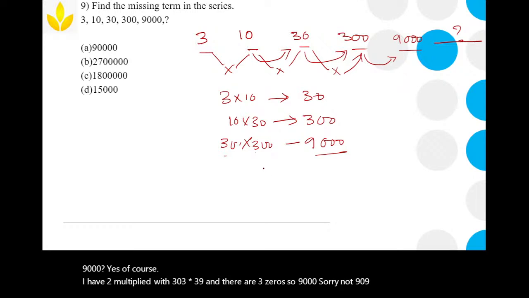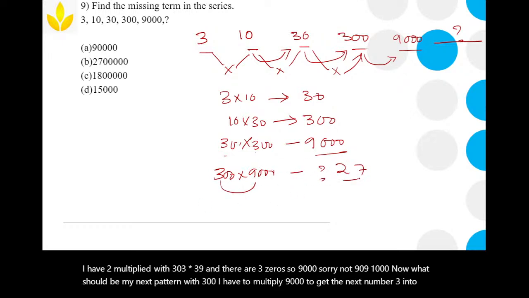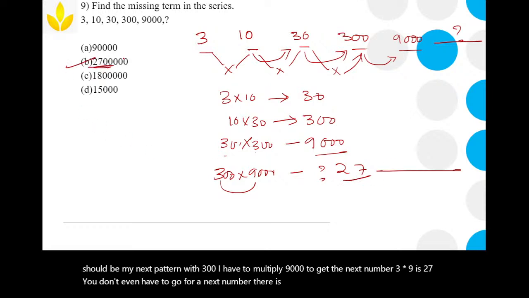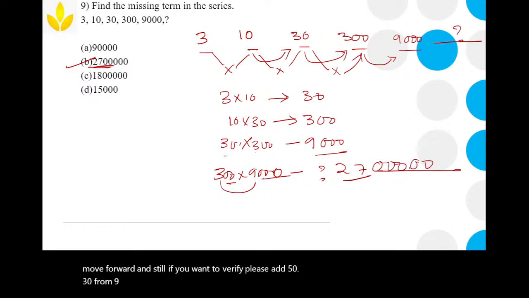Now, what should be my next pattern? With 300, I have to multiply 9000 to get the next number. 3 into 9 is 27. You don't even have to go for a next number. There is only one option, which is 27. Mark it and move forward. And still, if you want to verify, please add 5 zeros. 3 zeros from 9000 and another 2 zeros from 300. 5, and there are 5 zeros here. So, this is your answer.